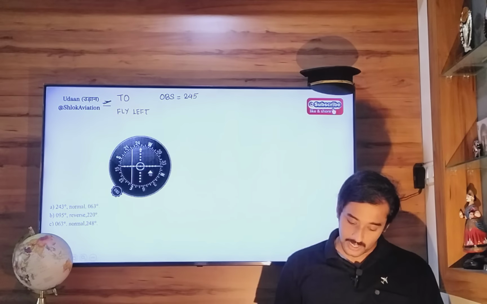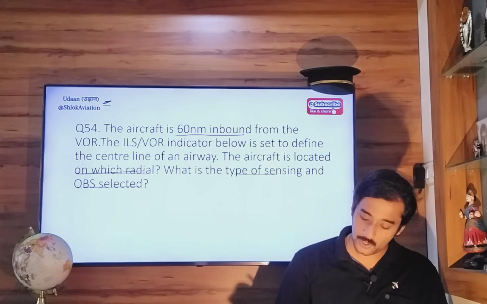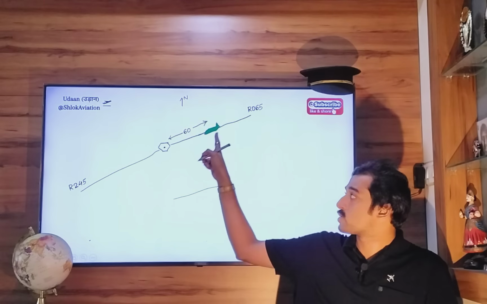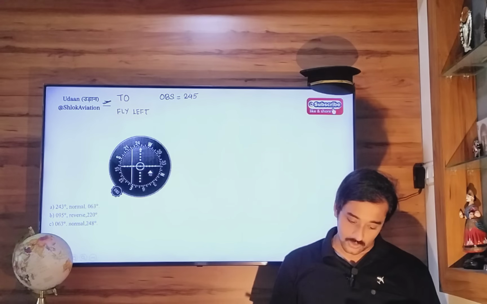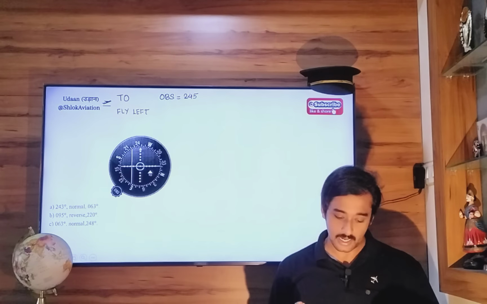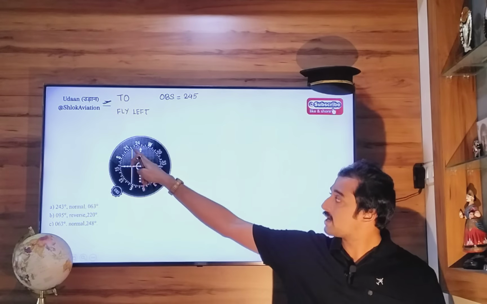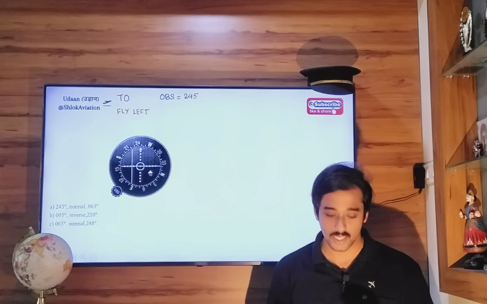Now the question has asked us to find out the radial your aircraft is situated on. So the aircraft is situated on radial 065 or around that radial. Okay, so that should be the case, right? But now look at the CDI indication. It tells you to fly left. If it tells you to fly left, that means your aircraft has deviated to the right hand side.